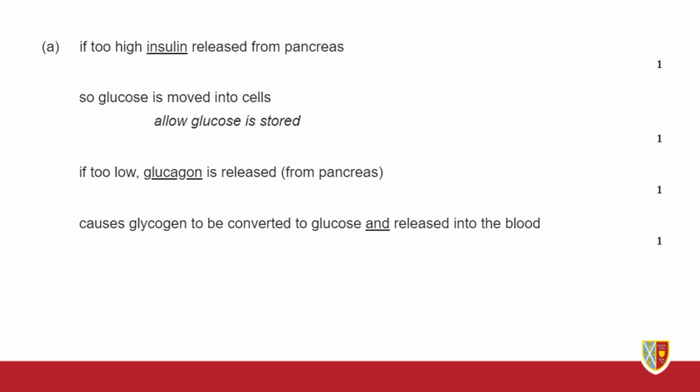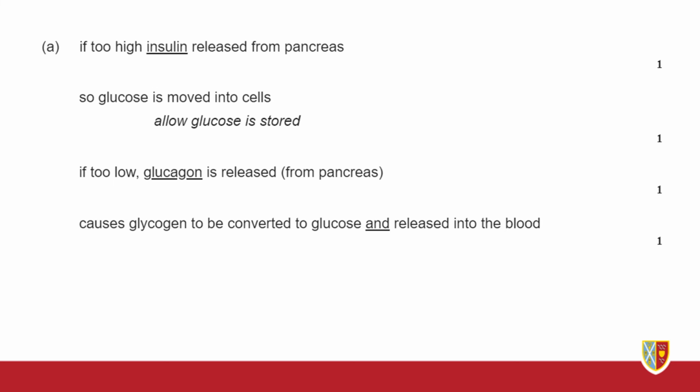Okay, so in terms of the answers we're looking for, it's only the first 2 marks worth that could be found on a foundation paper. If you're a foundation tier student, you're looking for the first 2 here. If blood glucose is too high, insulin is released from the pancreas, so the glucose is moved or stored in the liver or the muscle cells, would get you 2 marks.